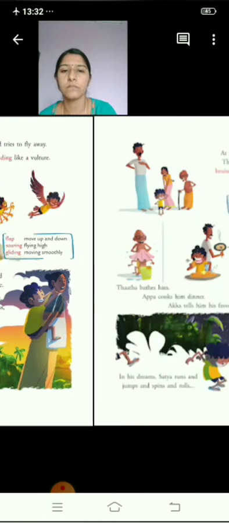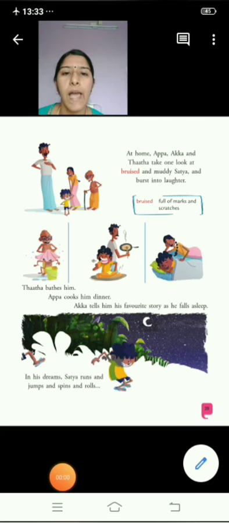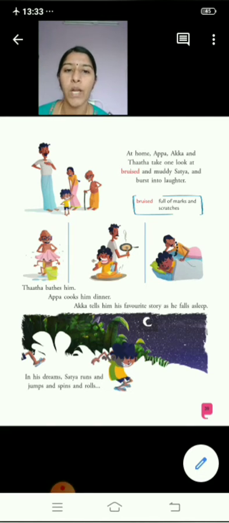Okay. So after this is going home, right? What is happening there? At home, Appa, Akka, and Tata take one look at bruised and muddy Satya and burst into laughter. Tata bathes him, Appa cooks him dinner, Akka tells him his favorite story as he falls asleep. In his dreams, Satya runs and jumps and spins and rolls.